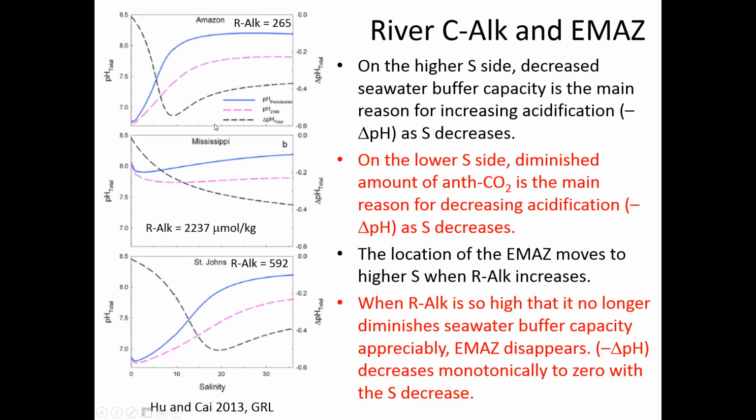And most interestingly here, you will see this minimum or buffer capacity or maximum acidification actually moves to high salinity when the river alkalinity increases from Amazon to St. John's River or Altamaha River, very similar, or Susquehanna River. You will all see a similar situation like this. When the alkalinity of the river keeps increasing, this will keep increasing until a point you will see no minimum zone or maximum acidification zone, like in the Mississippi River case. You just see a monotonic decrease of this ocean acidification signal because it's mixed in and approaches zero.